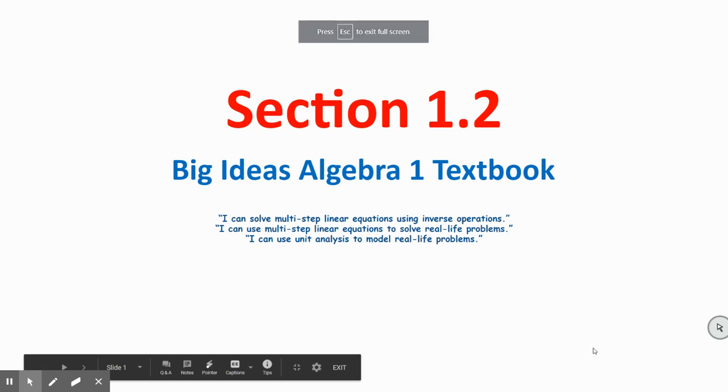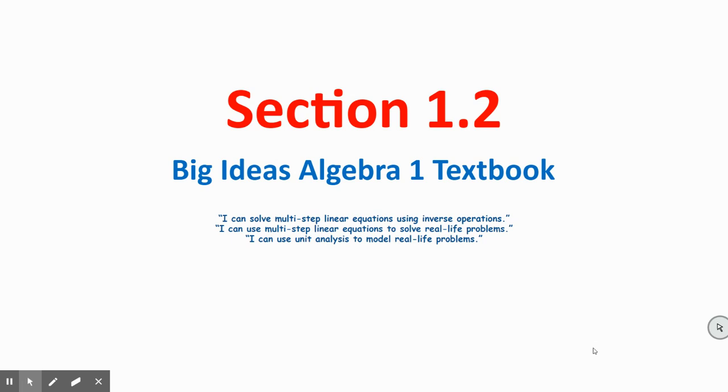Hi, this is going to give you an overview of section 1.2. What we're looking to do, with the major focus on, is solving multi-step linear equations using inverse operations, and we're going to also look to use this skill when applied to real-life problems. When we say that, you're going to have to be able to do word problems.